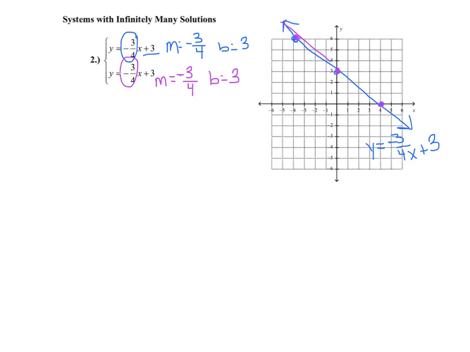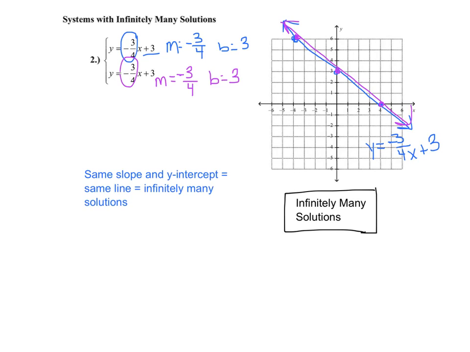Draw your line, and if you notice here, it's the same line. So whenever we have the same line, your answer is infinitely many solutions. We have infinitely many solutions when our slopes are the same and our b's are the same. The equations are the same. So when you have the same slope and y-intercept, it is the same line. Therefore, your answer is infinitely many solutions.